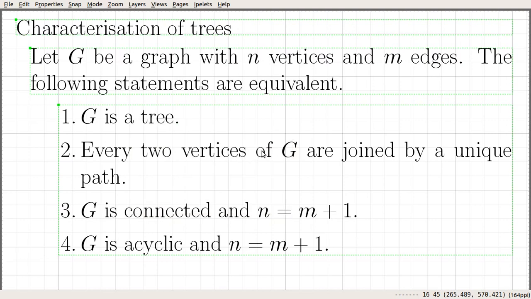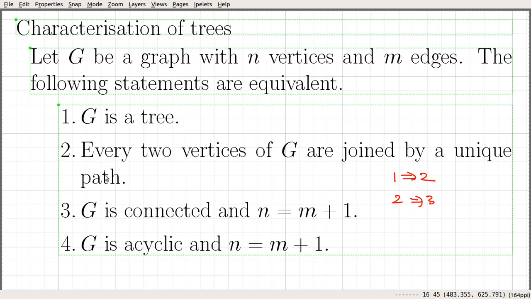Okay, in this video we continue our discussion on the characterization of trees. In the last video we proved the implication, 1 implies 2. So in this video we are going to prove the second implication, 2 implies 3. Okay, so let's go and prove that implication.